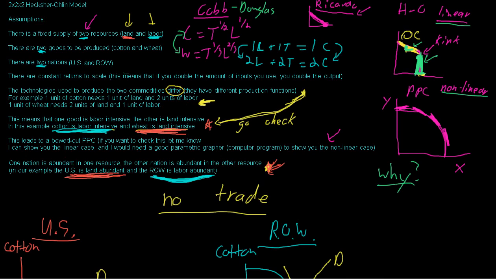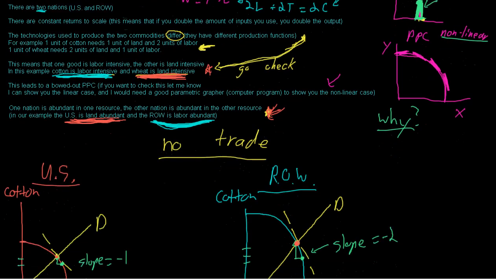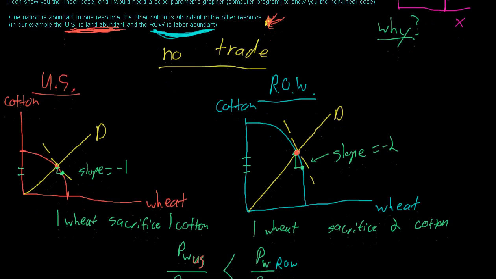And I want to just highlight one more time that we're going to do labor in blue. Cotton is labor intensive, so cotton will also be blue. And the rest of the world is labor abundant, so we're going to make the rest of the world blue. Then the U.S. is land abundant, we're going to make land red, so the U.S. will also be red. And then wheat is land intensive, so we're going to make wheat red. So now we're getting down to the Heckscher-Ohlin model.